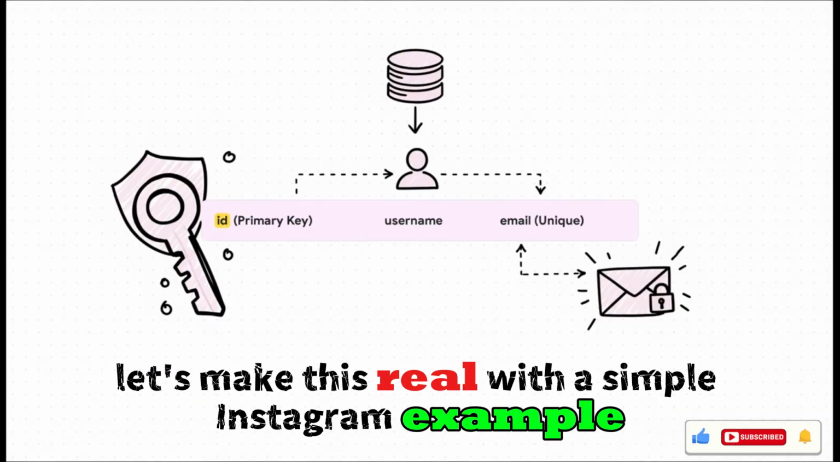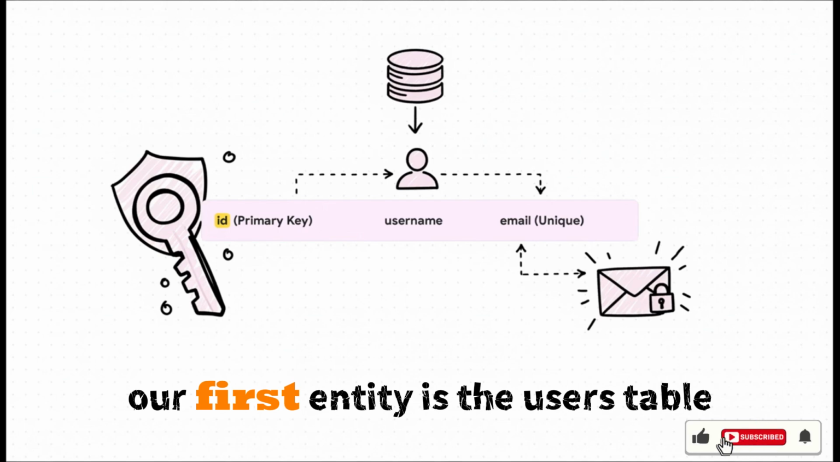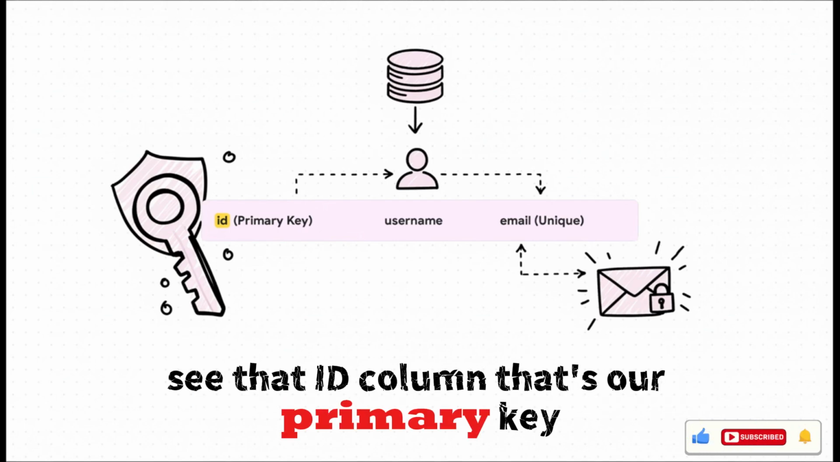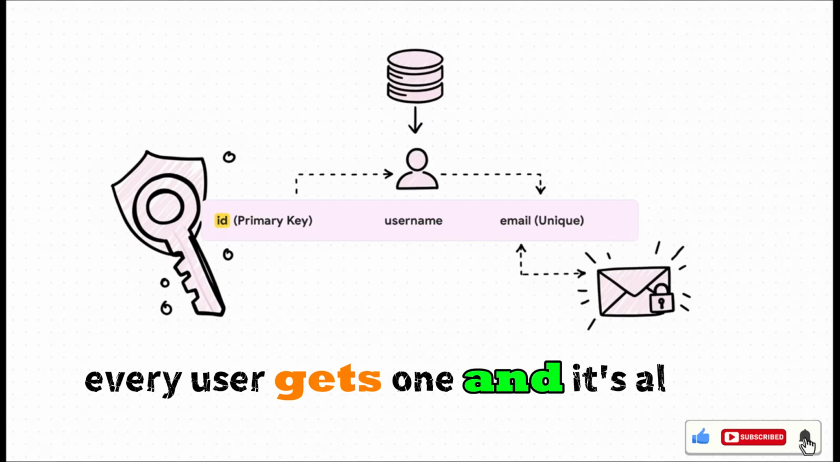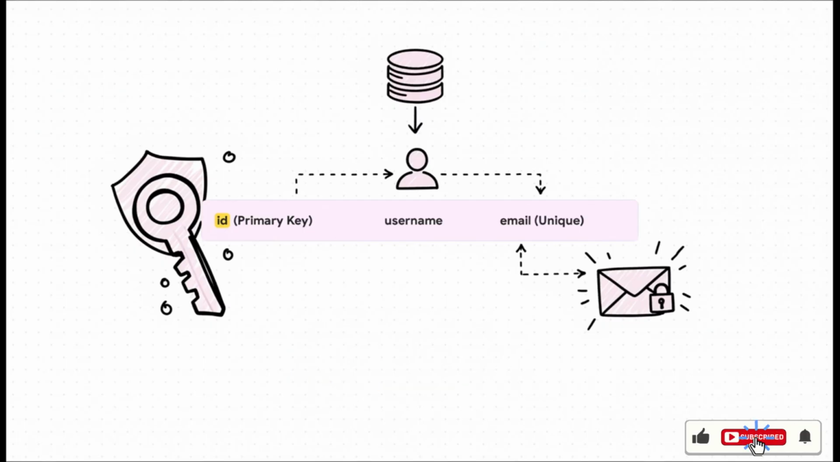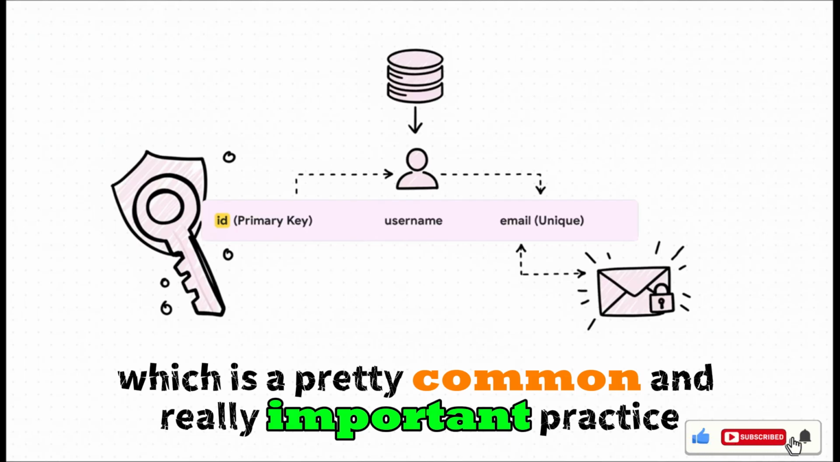Okay, let's make this real with a simple Instagram example. Our first entity is the users table. See that ID column? That's our primary key. Every user gets one, and it's always unique. We've also made the email unique, which is a pretty common and really important practice.